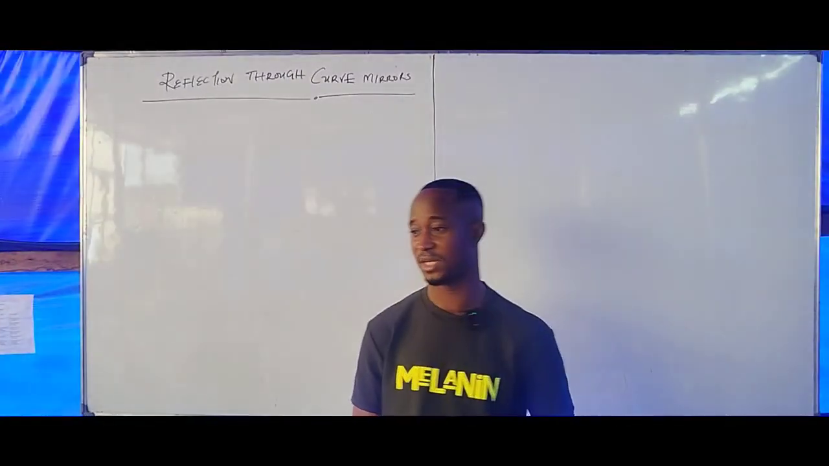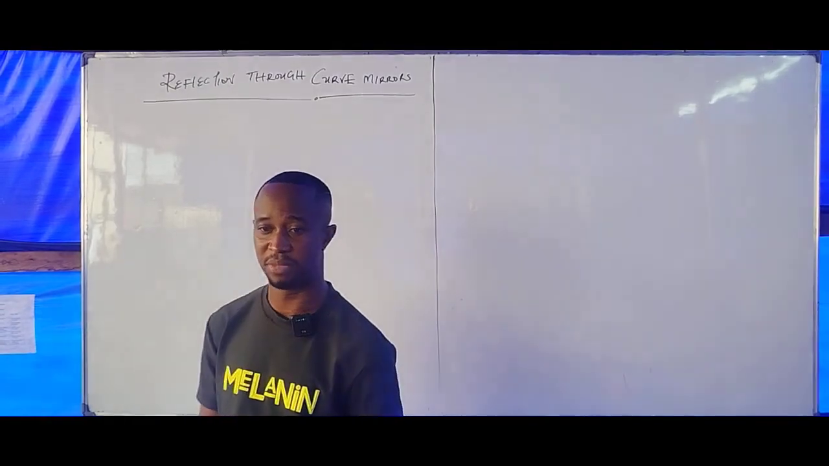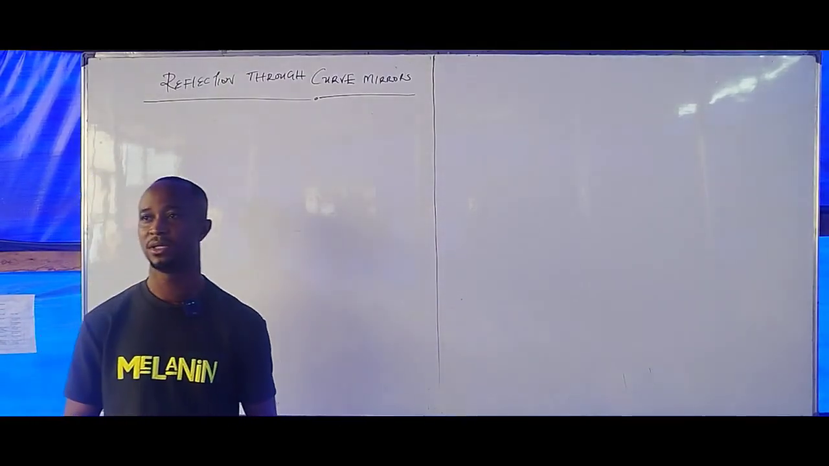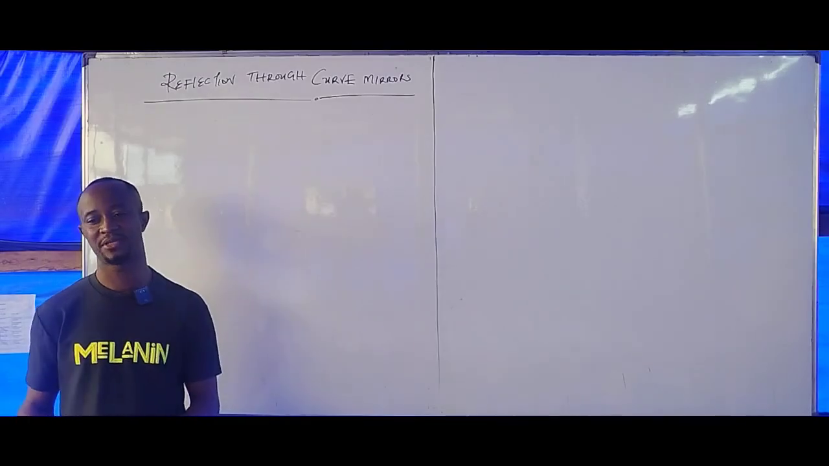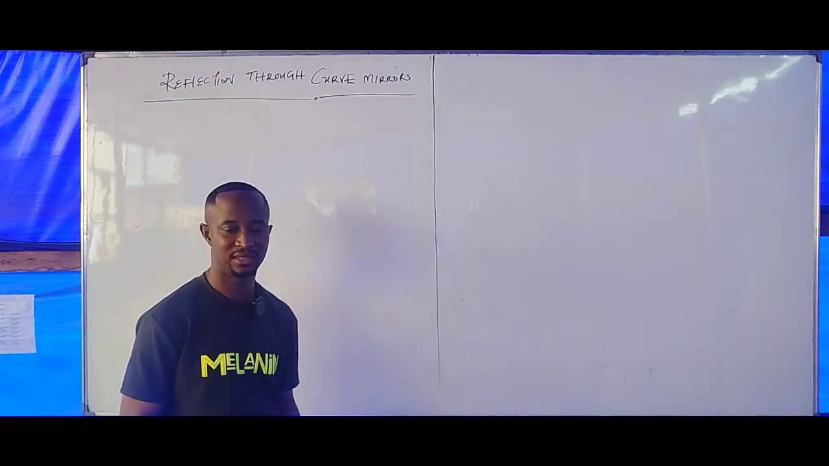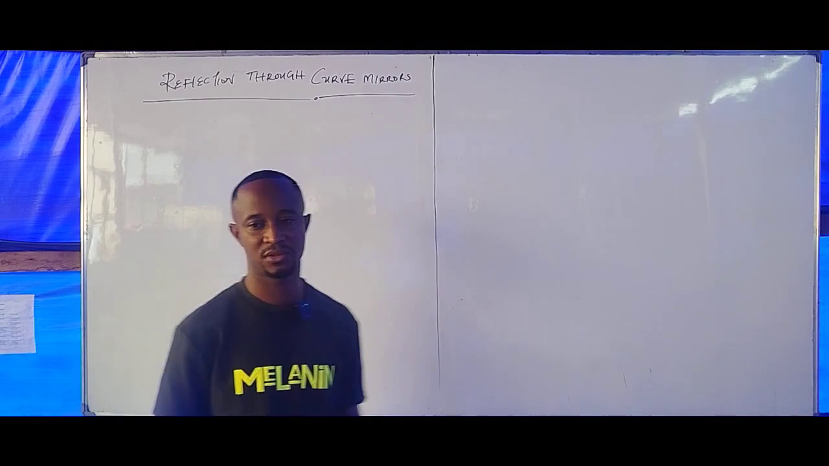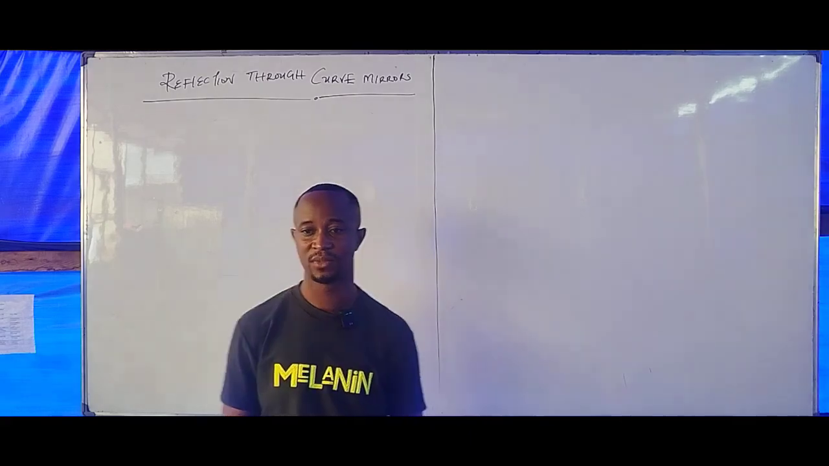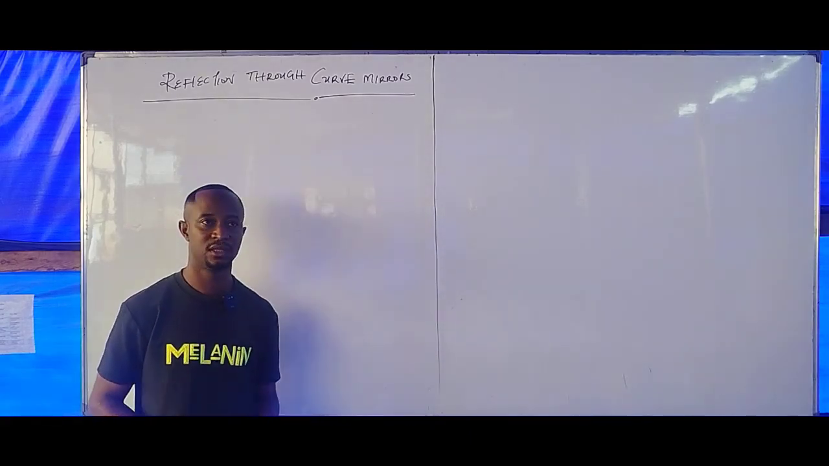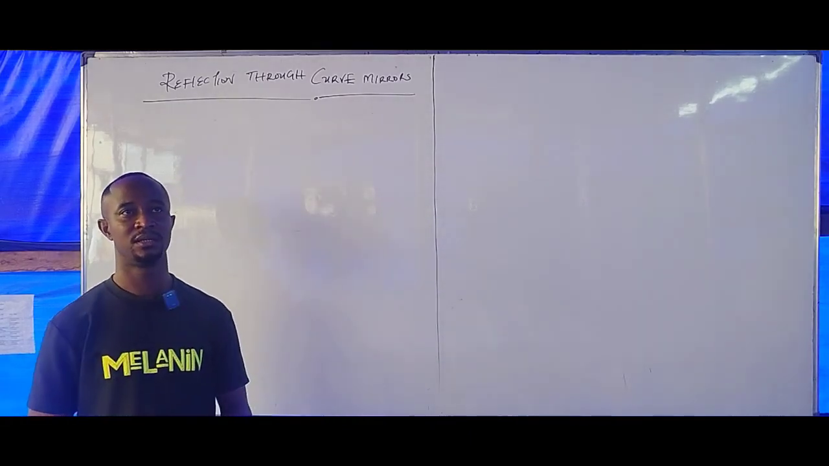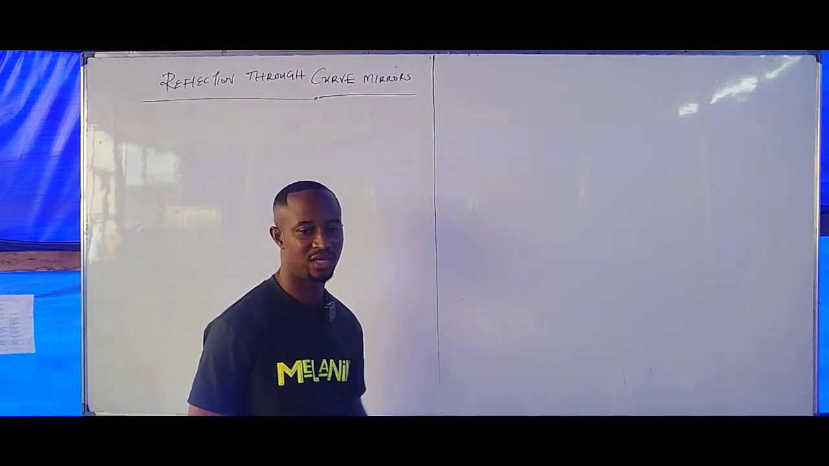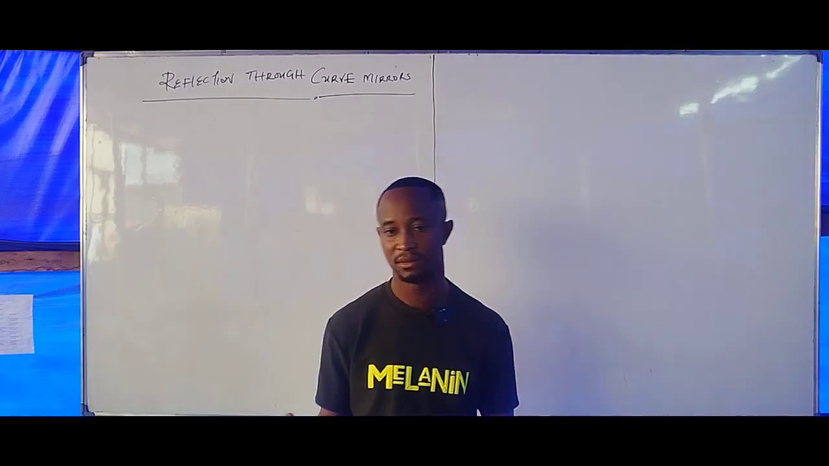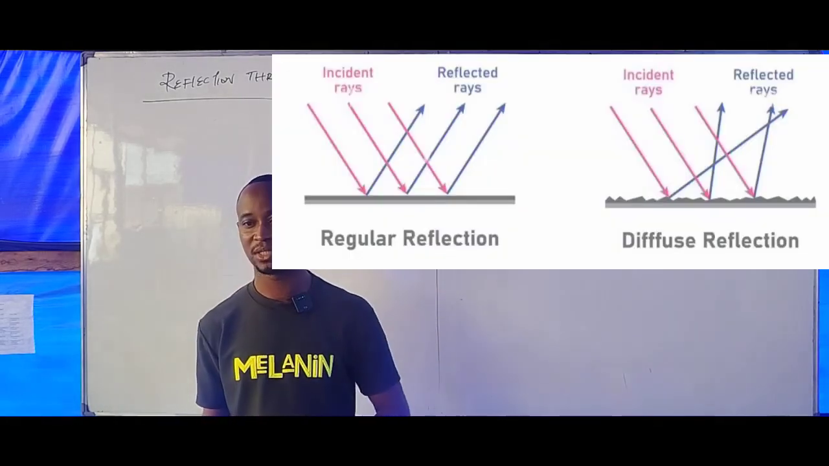In our last class, we discussed extensively reflection of light through a plane mirror. We defined reflection as the bouncing back of light waves as the light hits an obstacle. When light hits an obstacle, it tends to reflect back. That's called reflection. We also talked about the various types of reflection. Who can remind me of the types of reflection we discussed?